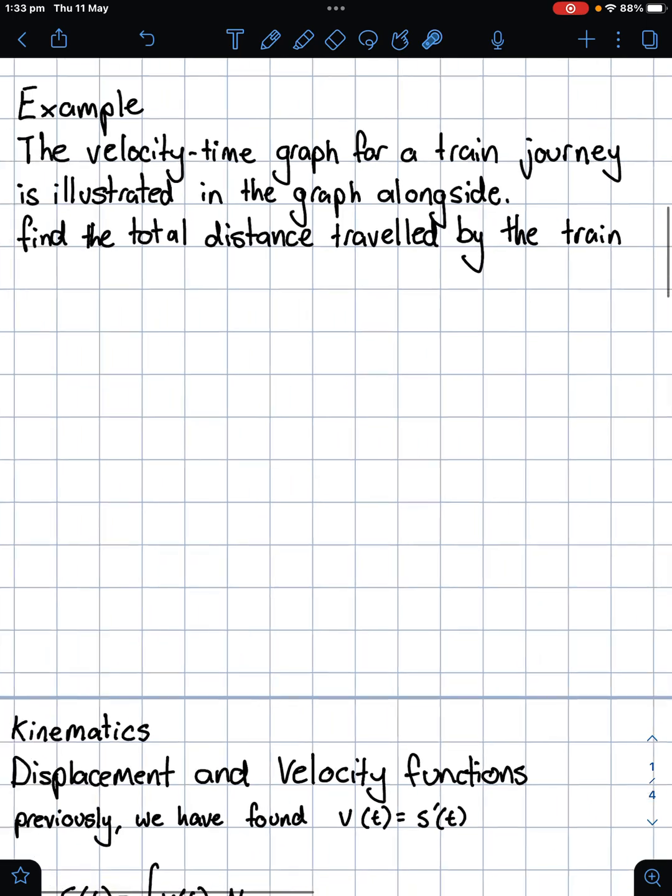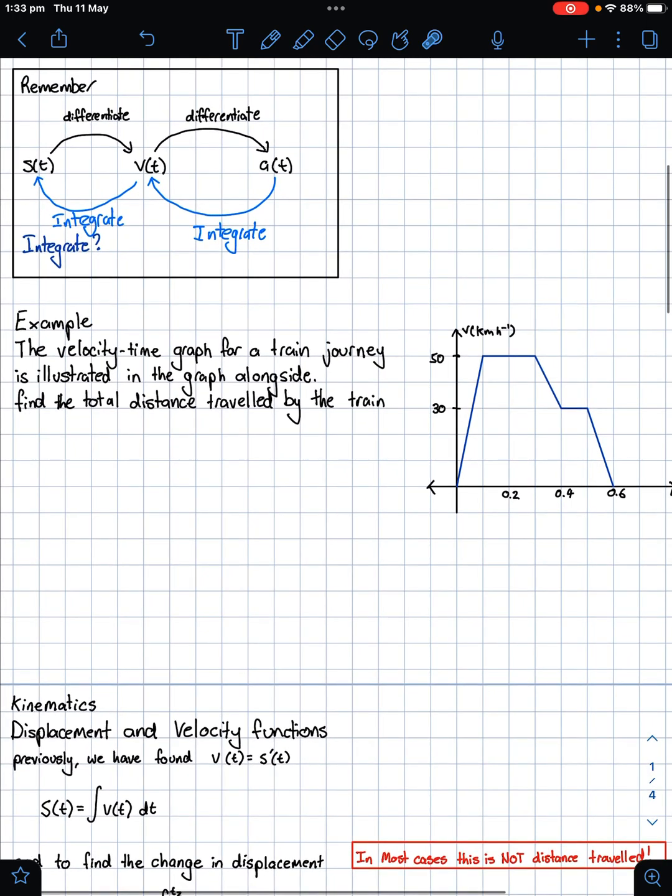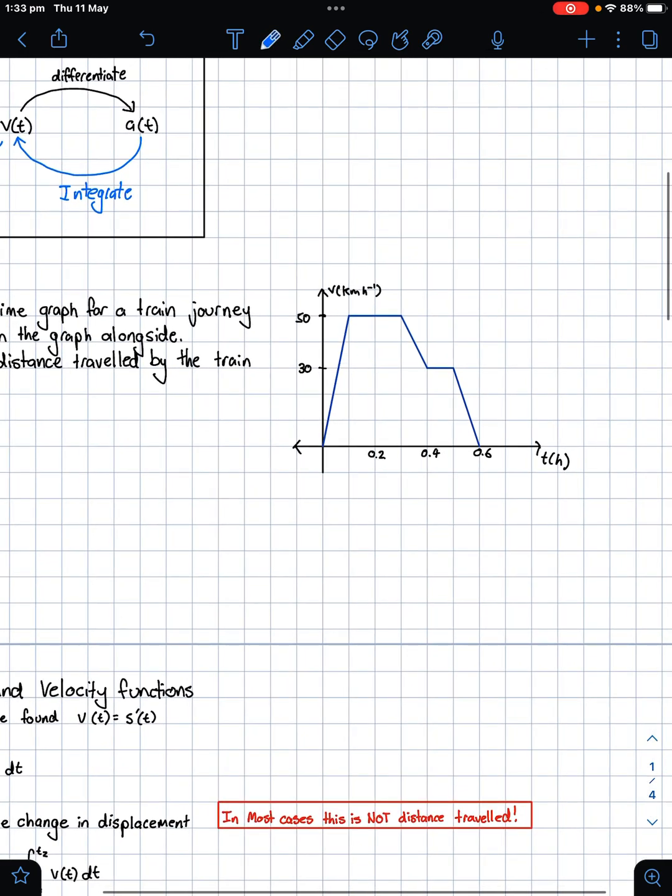Now, for the next section I'm just going to use an example, because it's getting us used to using velocity graphs and considering the distance. The velocity-time graph for a train journey is illustrated in the graph alongside. Find the total distance travelled by the train. So the train's gone 50 kilometers an hour for 0.1 of an hour. You've got to remember that 0.1 of an hour is actually 6 minutes. So we've done 1/10 of an hour.